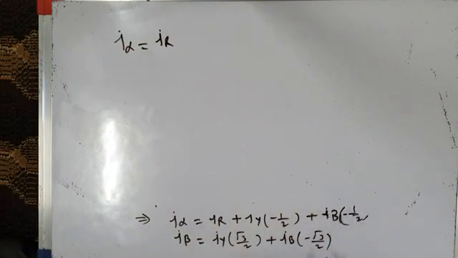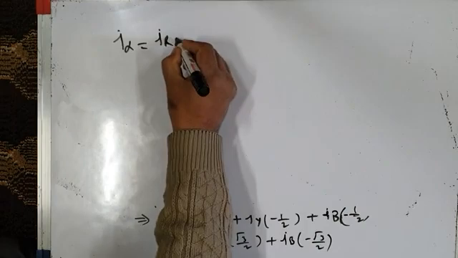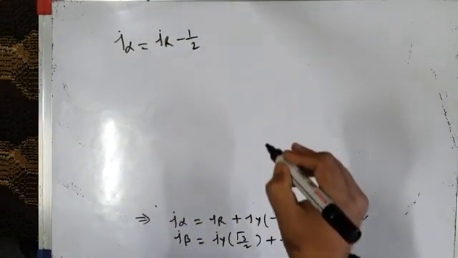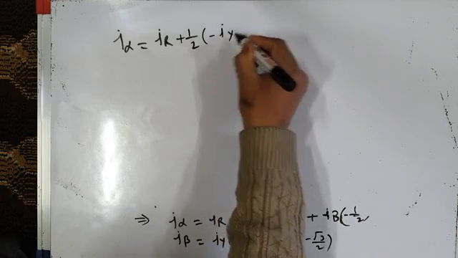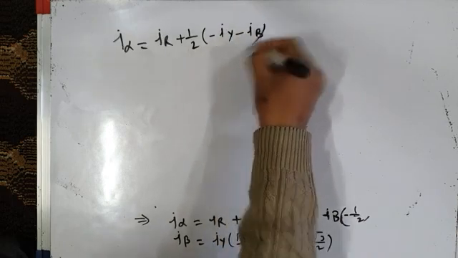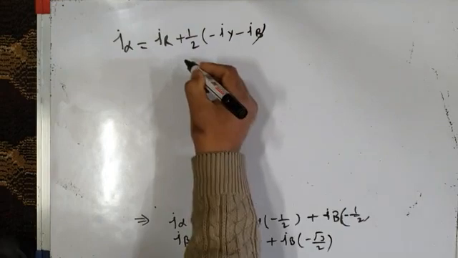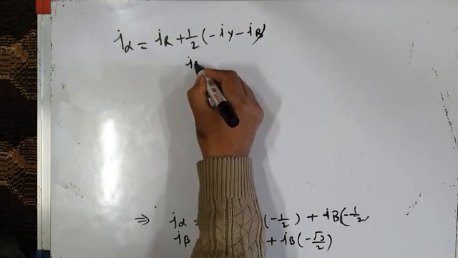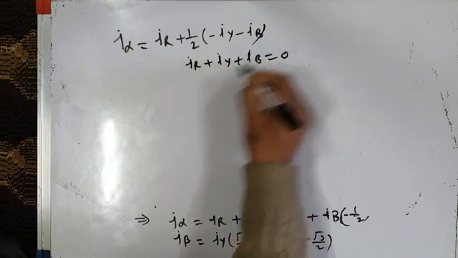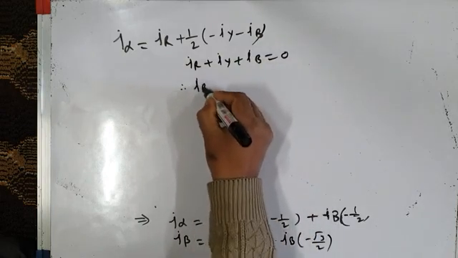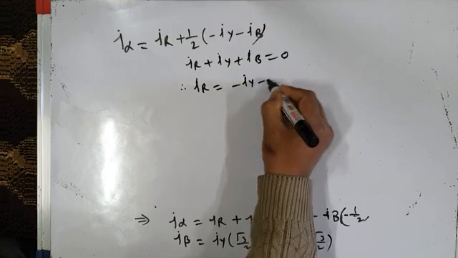Minus 1 by 2 Ib. Okay. So I can take minus 1 by 2 out, or I can write plus 1 by 2 into minus Iy minus Ib. In a balanced three-phase system, IR plus Iy plus Ib is equal to 0. So therefore, what is IR? IR is equal to minus Iy minus Ib.